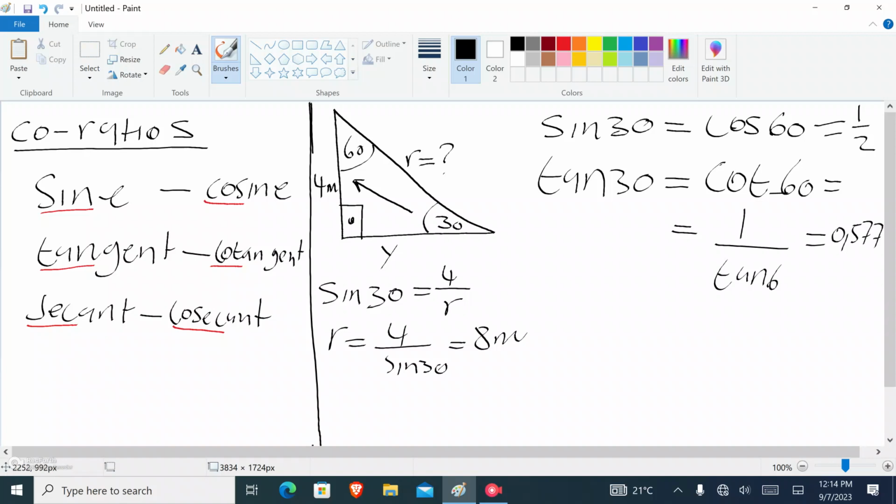So if you use the co-ratio of sine 30 in this case, which is going to be sine 60, if you use it, what is your answer? We must be able to get exactly 8. So let's do it on this empty space. So if you say cos 60, remember cos 60 is the co-ratio of sine 30. So what is cos? Remember, cos is adjacent, which is this side, adjacent of the angle divided by hypotenuse.